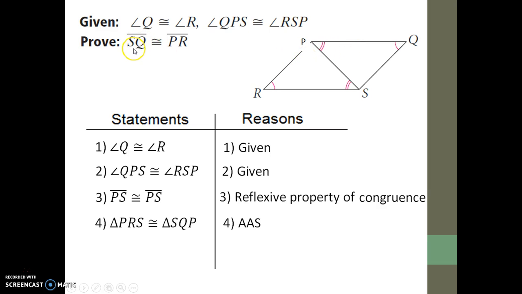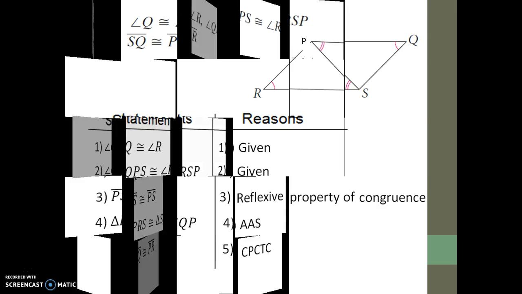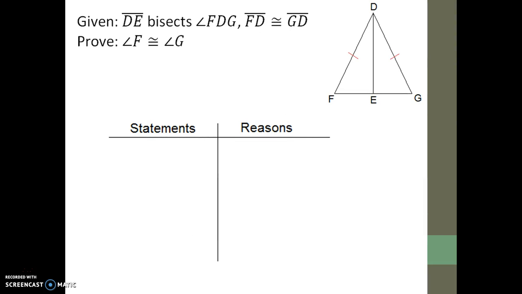And now we're trying to prove SQ is congruent to PR. So SQ here, congruent with PR here. And that would be true by CPCTC. Yes, CPCTC. Good. Alright, last proof here, we have DE bisects angle FDG. So this angle FDG is bisected.